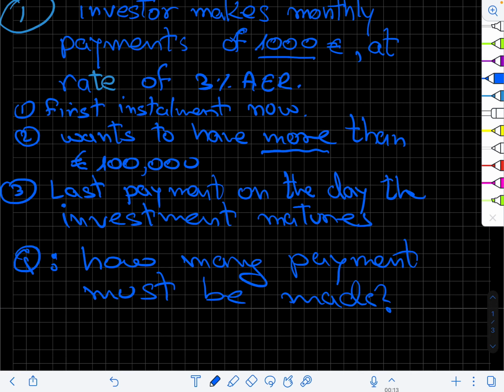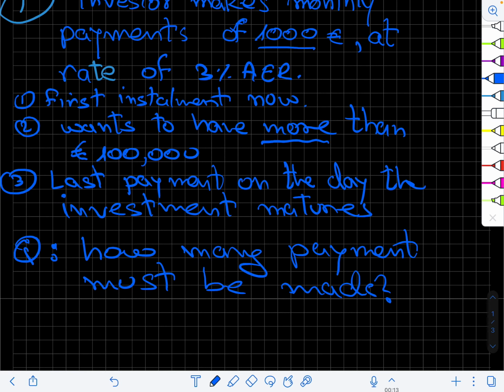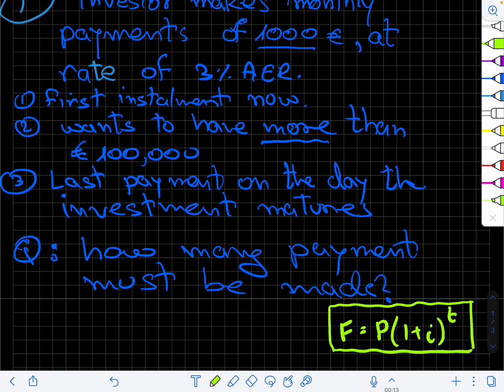Okay, so in this question, they're asking us about savings. So we're going to use the formula for savings, which is the final value of a saving is always the present value times (1 plus the interest) to the power t. T is how many periods it's getting the interest.